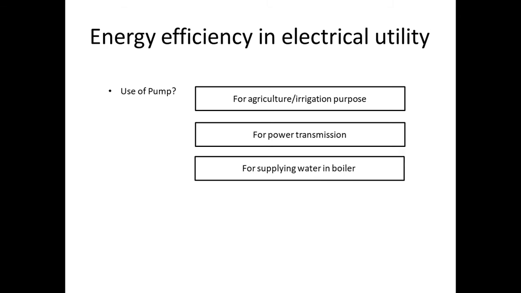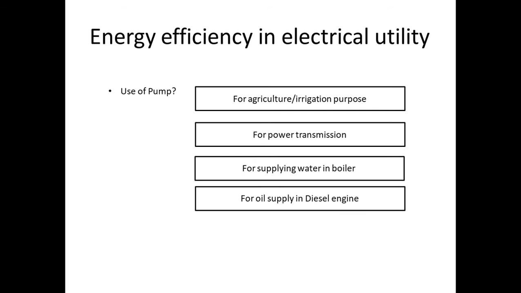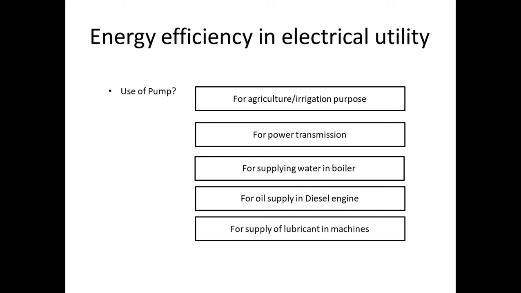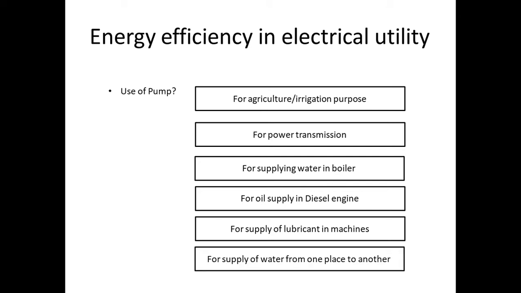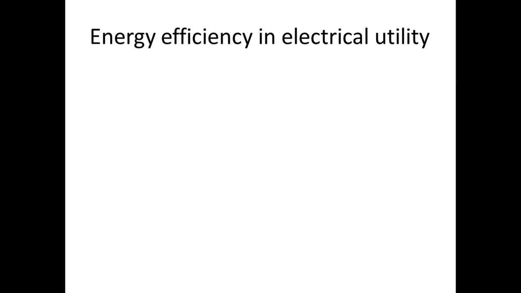Pumps are used for supplying water in a boiler, for supplying oil in a diesel engine, and for supplying various forms of lubricant on machines such as a lathe machine. A pump is used for continuously circulating the lubricant, for friction, heat and cleaning purposes, etc. For supply of water from one place to another, this is a very common application of pumps.